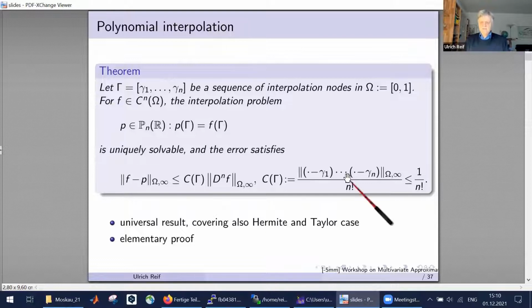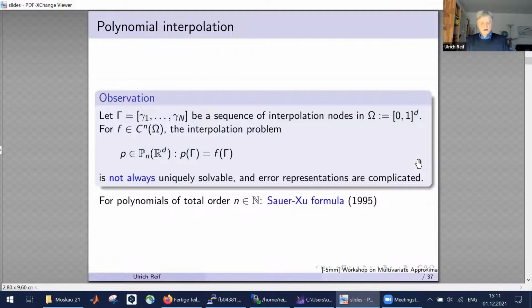And to simplify this a little bit for further use, I abbreviate this leading term here by C of gamma. So the constant depends on the interpolation nodes, but you find a uniform upper bound, which is 1 over factorial n. And so this is first course in numerical analysis. Okay, what about the situation in the d-dimensional case? Yeah, so now we are on the unit cube in R^d.